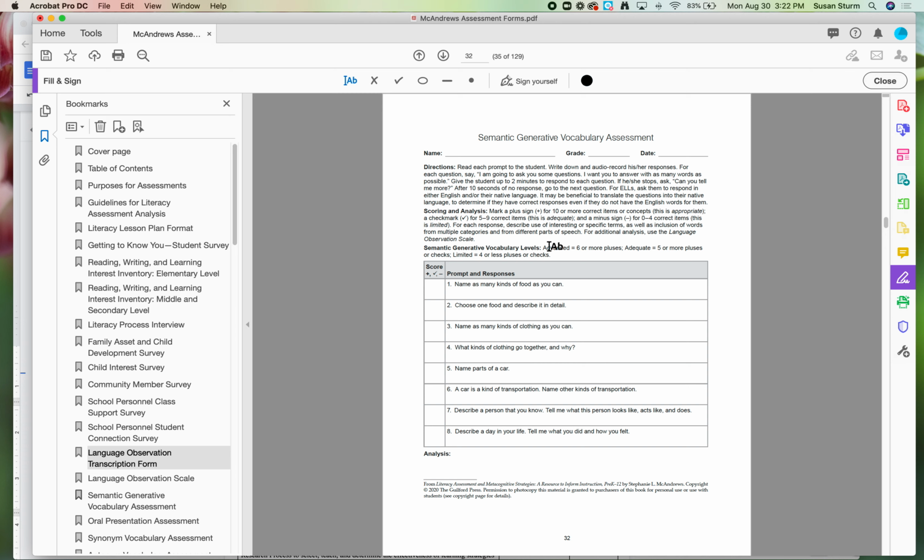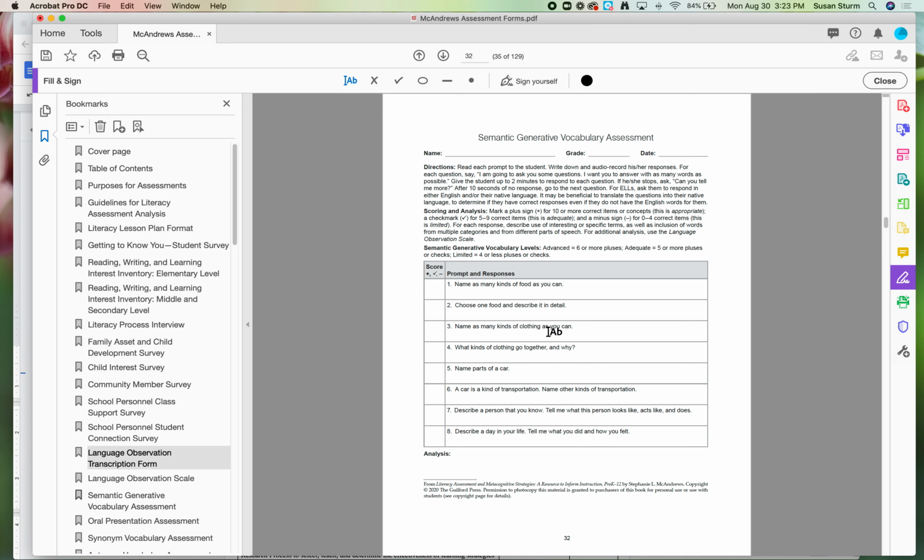So name as many kinds of clothing as you can: shoes, socks, shirt, pants, and that's all I can come up with, I would get a minus. What kind of clothing go together and why? Name the parts of a car, which is actually, for the record, kind of hard. If I tried to list 10 of them, I might have a hard time. A car is a kind of transportation. Name other kinds. Describe a person you know. Tell me what that person looks like, acts like, and does. Describe a day in your life. Tell me what you did and how you felt.